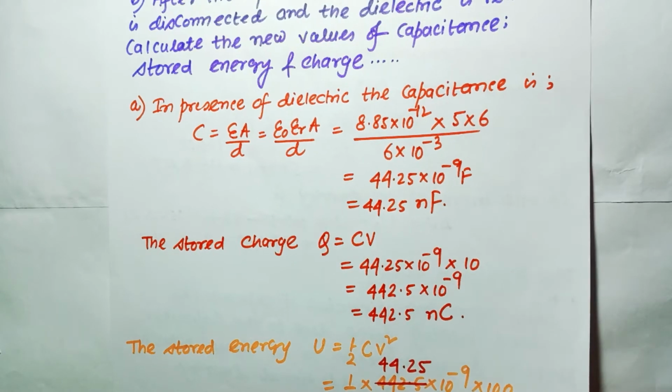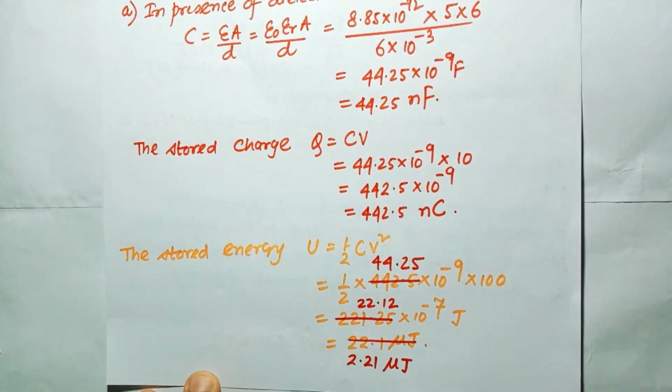For the stored energy, we have the relation U, the stored energy, is equal to half C V square, where C is the capacitance. So the value of C is 44.25 times 10 to the minus 9, times V is 10, so its square is 100. If I calculate it, I will get 2.21 times 10 to the minus 6, meaning 2.21 microjoule.